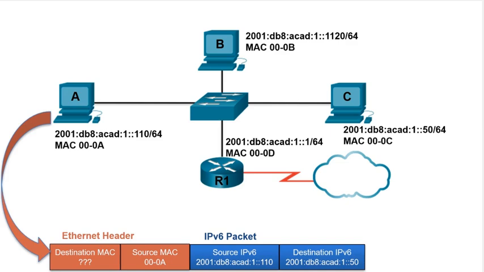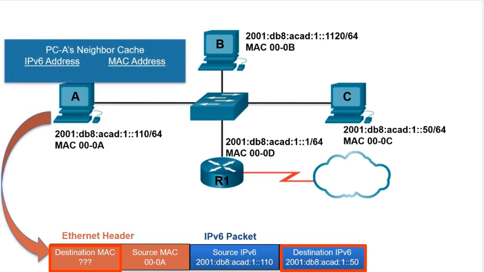Host A has determined that the destination IPv6 address is on the same network as host A. Host A knows the destination IPv6 address, but needs the associated destination MAC address so it can encapsulate the IPv6 packet in an Ethernet frame to send directly to host C.